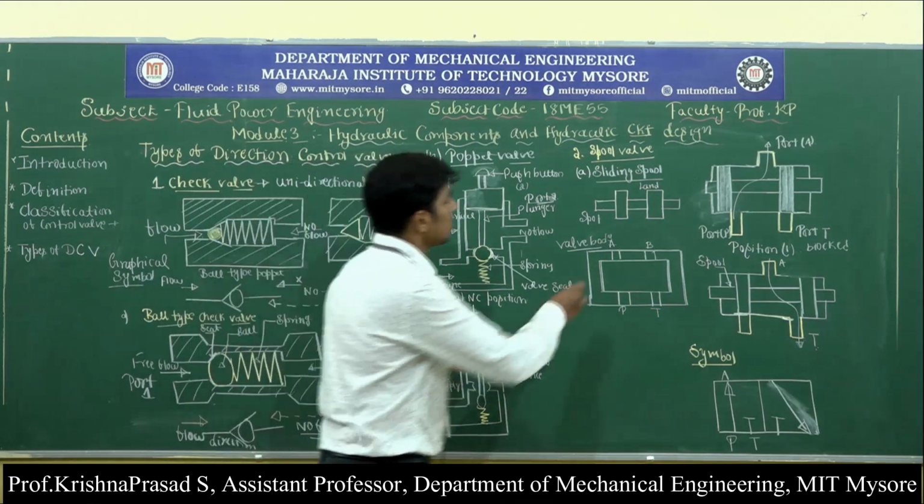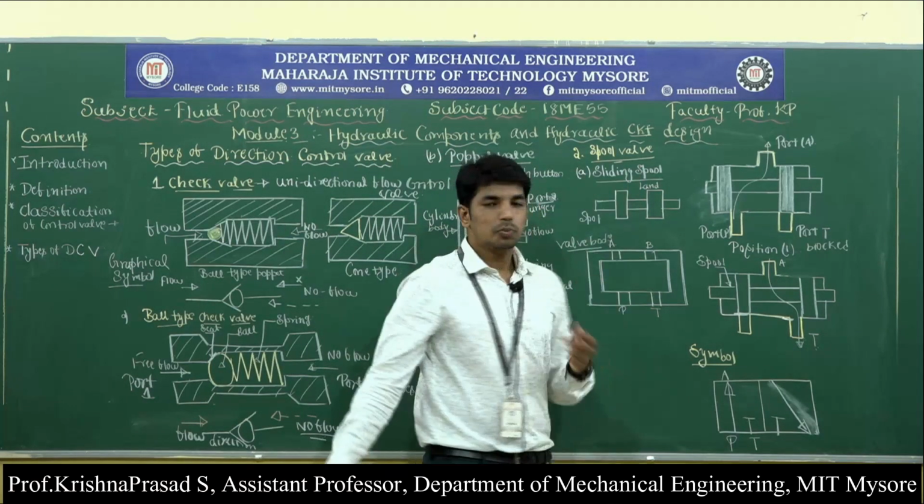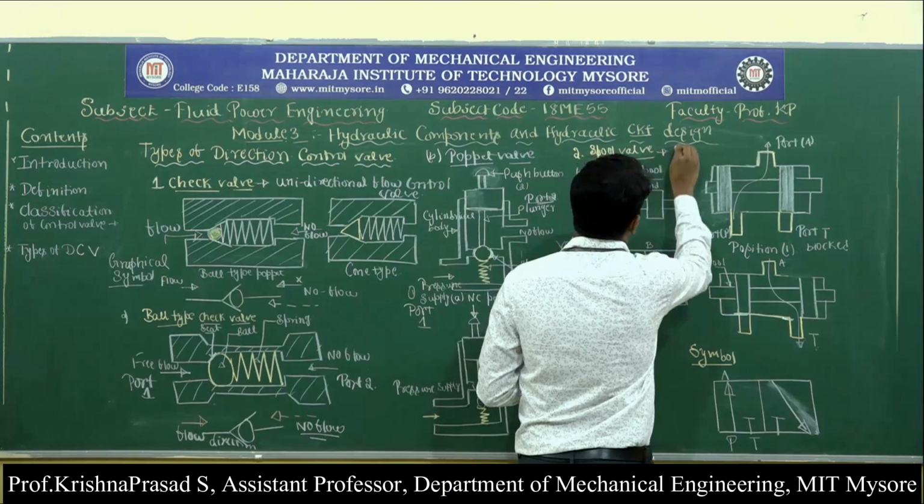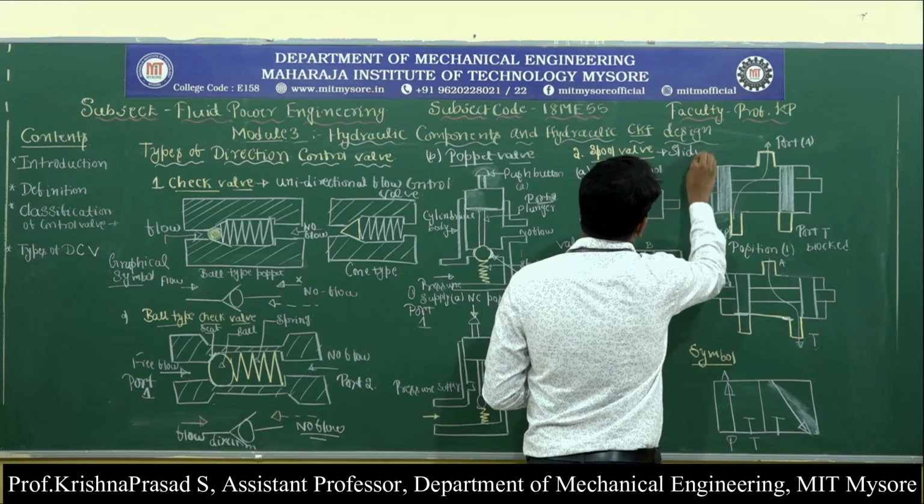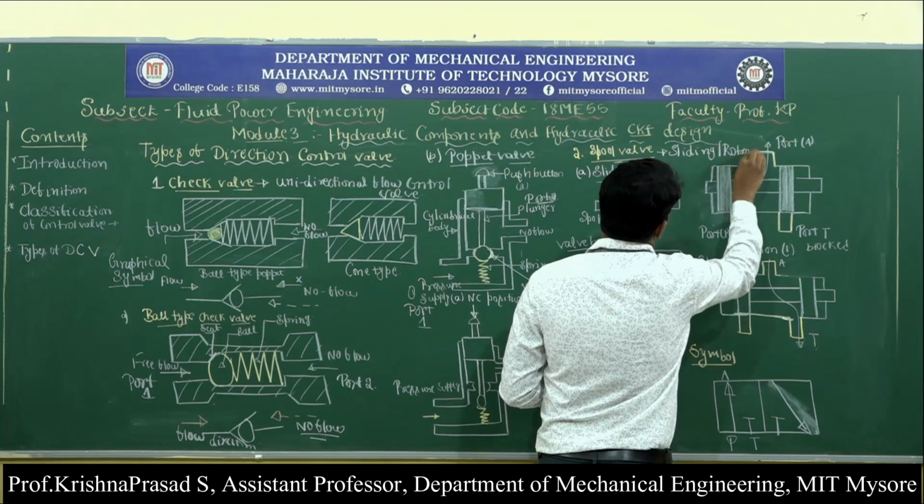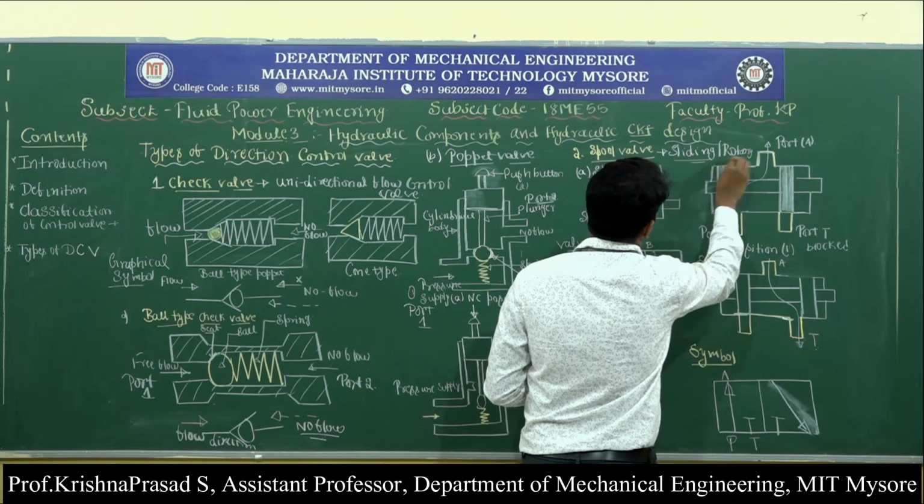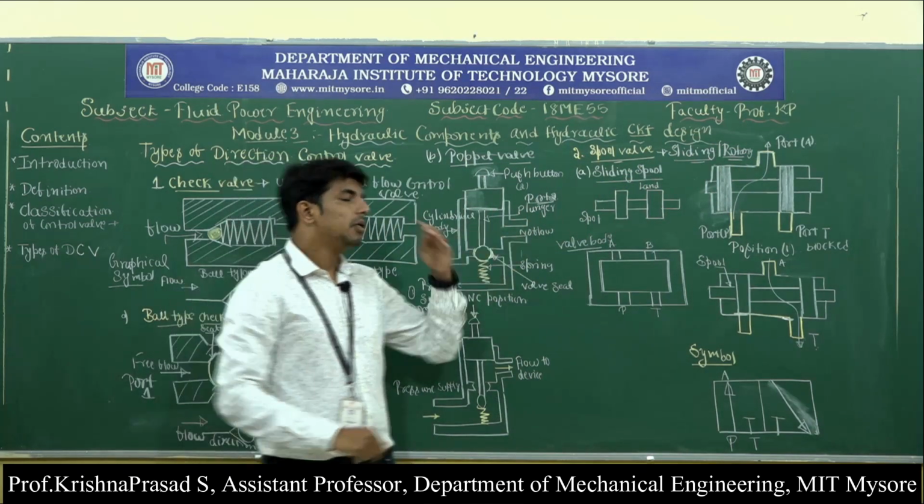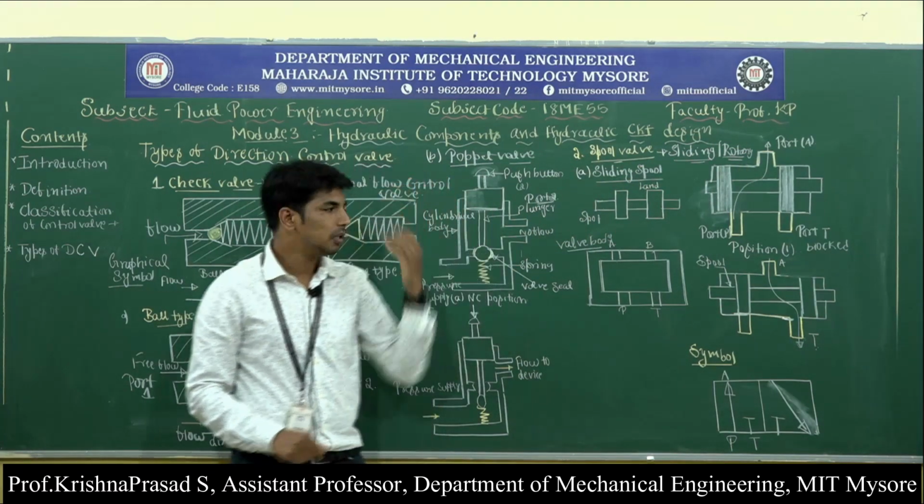Second one, spool valve. Spool valve may be of two types. The one is called sliding type, another one is called rotary type. Okay, there are two types of spool valve. So first of all, what is meant by the sliding spool valve? That is very much important.